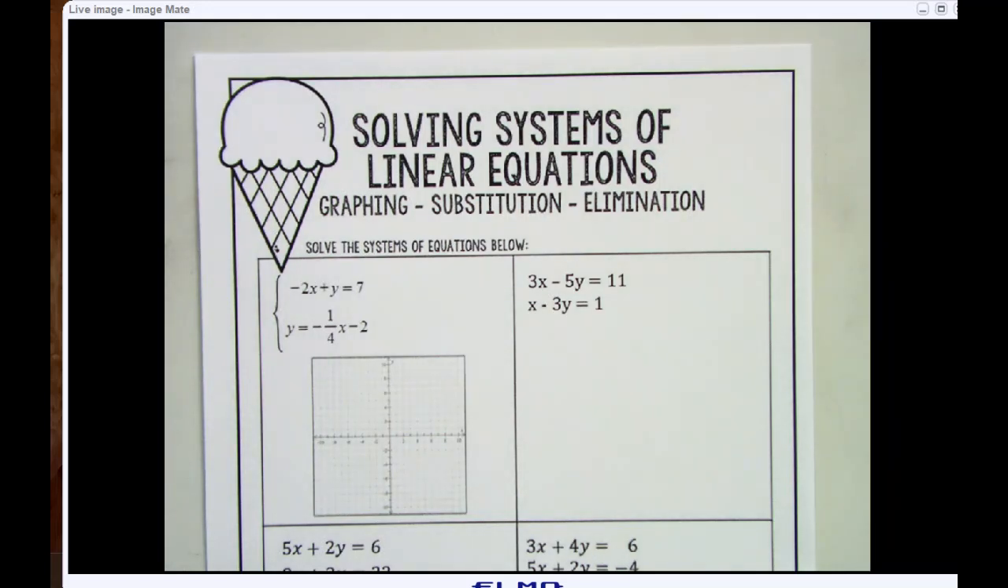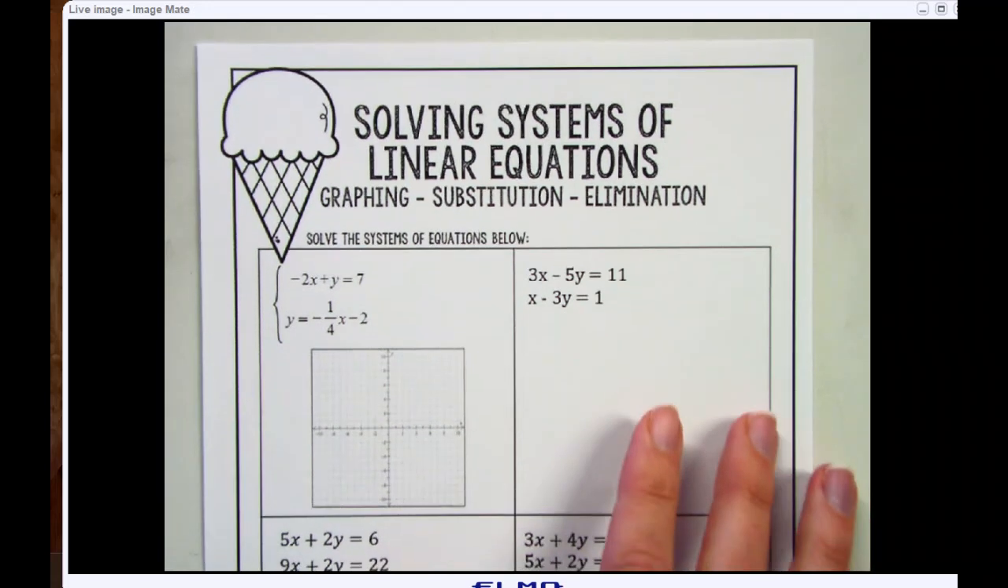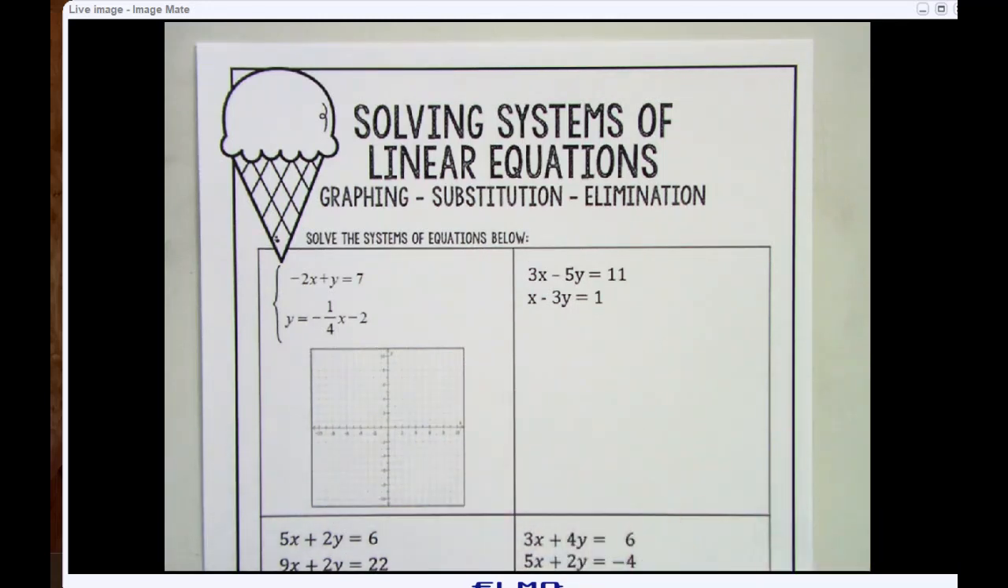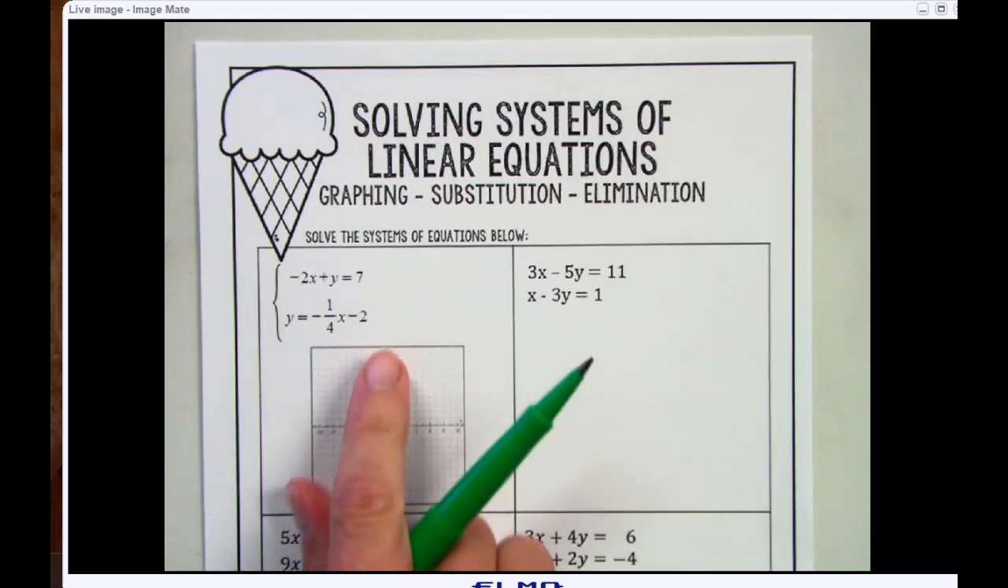Yesterday we talked about solving systems of linear equations by graphing. And we alluded to remembering how to do substitution and elimination. While we covered it last year, this is just all of it in one spot. So we'll touch base and make sure we understand what's going on. So let's remember how to graph.